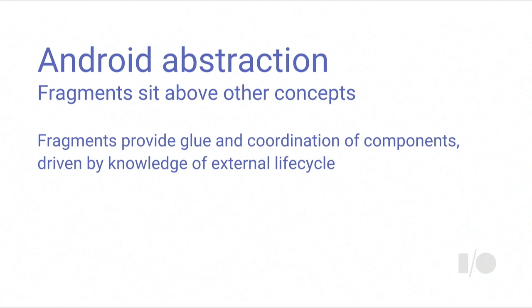So really, they're kind of a glue component in this case. They provide coordination of these different view components or even of other components within your app. They allow you to wire up the view events, the input events that you may be generating from those views, and tell them something interesting to do. And all of that ends up being driven by a knowledge of the external lifecycle. What's going on outside the app? What's going on outside the context of that particular fragment or activity?